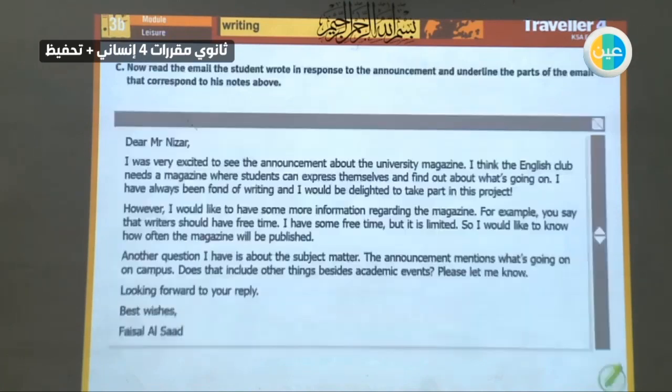Then, let's move to C. Now read the email the student wrote in response, means reply to the announcement, and underline the parts of the email that correspond, means matches, to his notes above. So now we have to read. This is Faisal. After he read the announcement, he wrote for Mr. Nizar about these. He wants to know more about the writers. Let's move here.